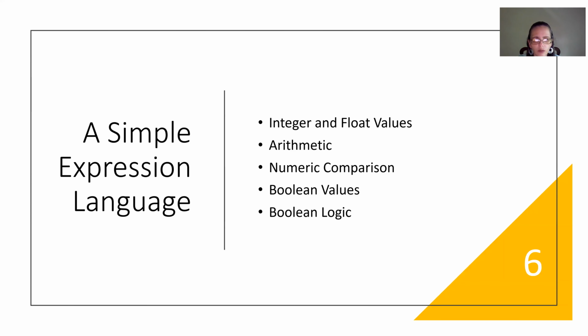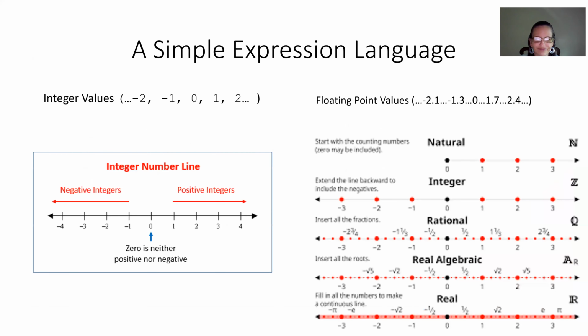So, a simple expression language. Let's think about what we would need in order to work with a very simple programming language. We would need to have integer and float values. We would want to be able to do arithmetic. We'd want to be able to compare numbers. We'd like to have Boolean values, and would also like to have Boolean logic. Now, if you're a little fuzzy on what these are, don't worry, because we'll see some examples coming right up.